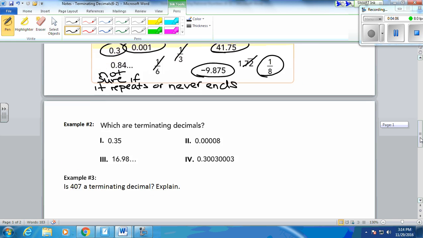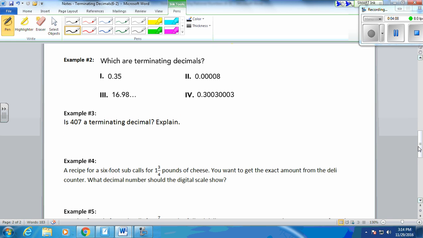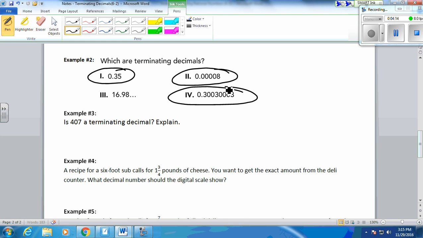Go ahead and do number 2. You should have 1, 2, and 4. Again, the dots are telling us that it keeps going, like the Energizer Bunny, keeps going. Number 3, they're just asking point blank, is 0.407 a terminating decimal?